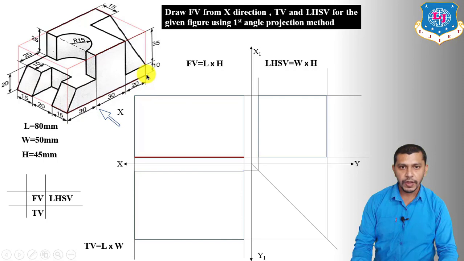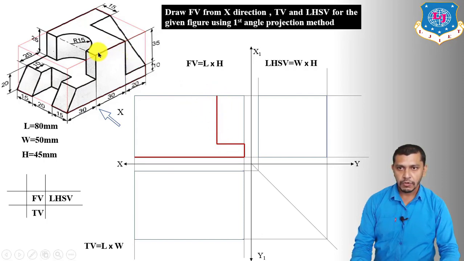Now from this corner point, draw a vertical line having length 10 mm. Now from this point we have to show this edge, which has a length of 20 mm and is a horizontal line. So from this point, draw a horizontal line of 20 mm. Now from this point we have to show this vertical line having length 35 mm. So draw a vertical line up to the top edge of the rectangle. The length of this line will be 35 mm.